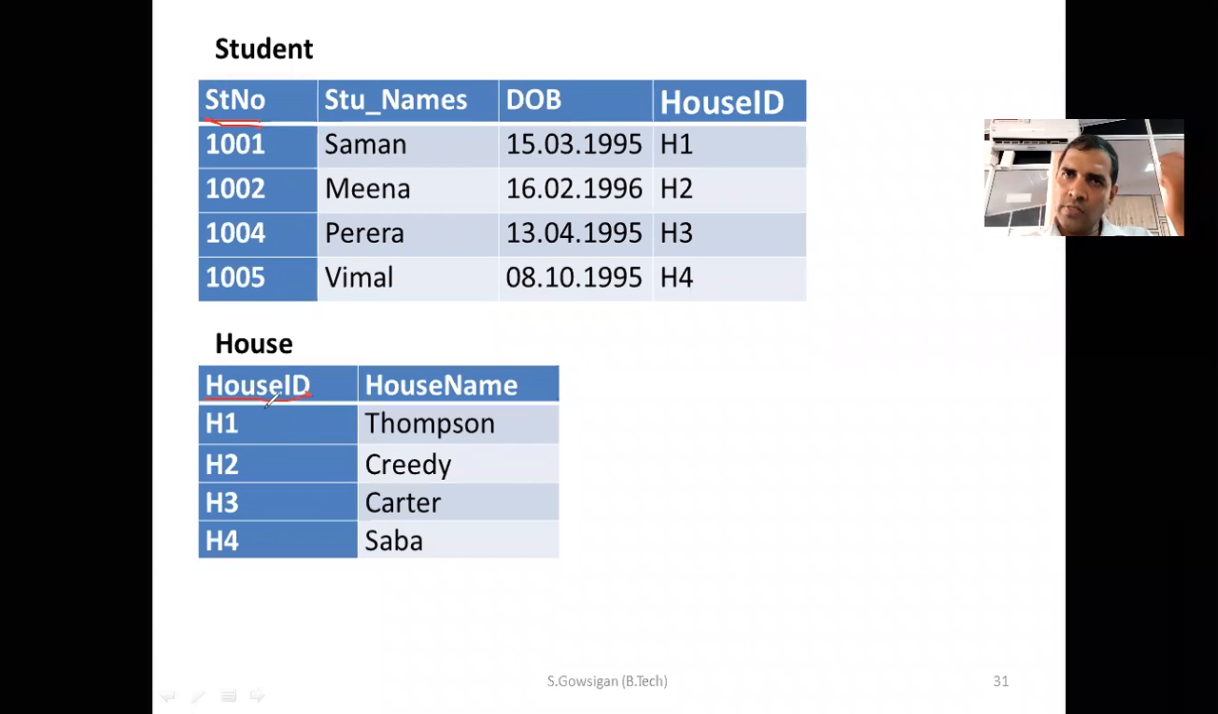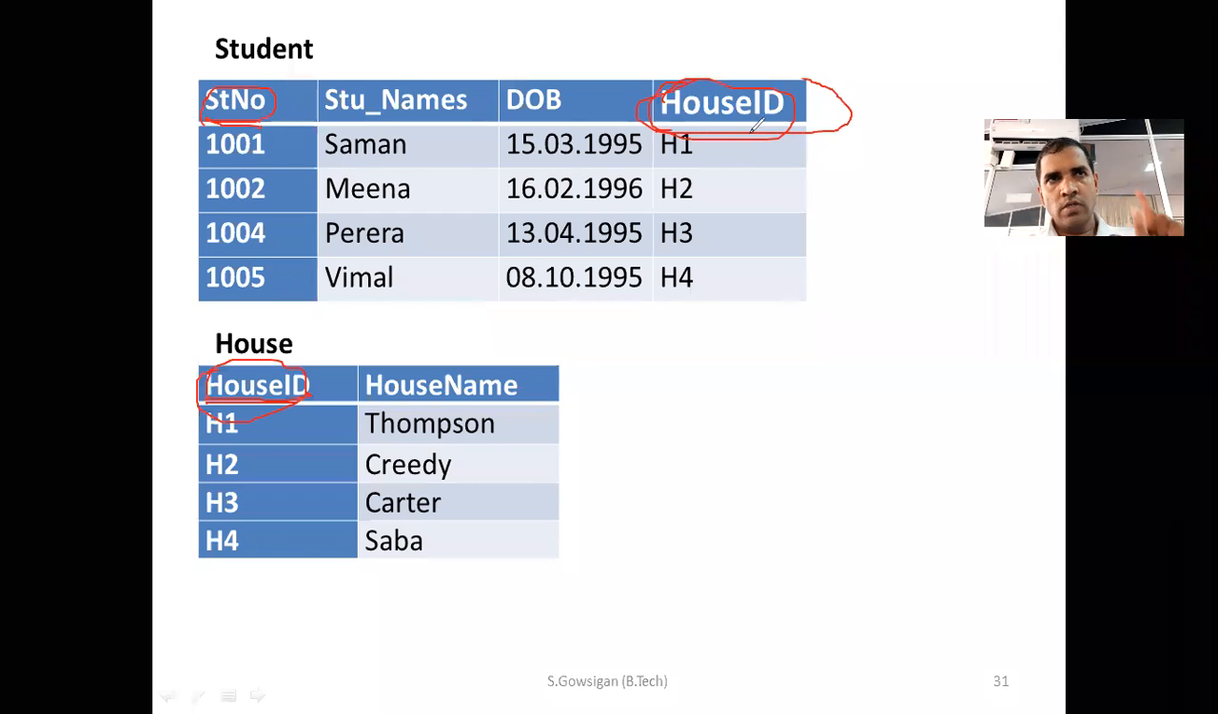So now listen to the definition again for foreign key: a field which is set as primary key in one table but not set as primary key in another table, then it is a foreign key. So here, house ID is the primary key of house table. STNO is the primary key in the student table. The same house ID is in the student table, but that is not the primary key, right? So that should be the foreign key.